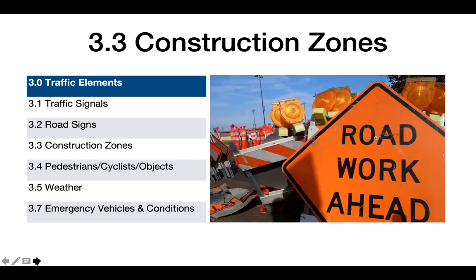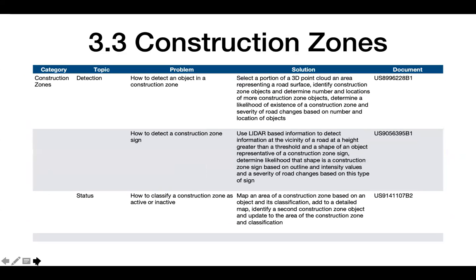Okay, construction zones. Here's another one where your map data is not going to be very helpful because the lane that you expect to be there is not there. So we can imagine this being a difficult problem to solve as well. First of all, I need to be able to detect a construction zone. How do I detect an object in the construction zone? I use a 3D point cloud, an area representing the road surface. I identify construction zone objects and the number of them and the location of them, and I determine from that the likelihood of the existence of a construction zone.